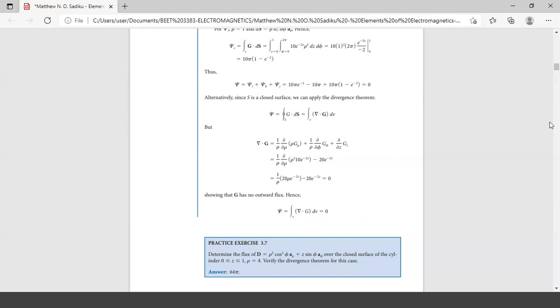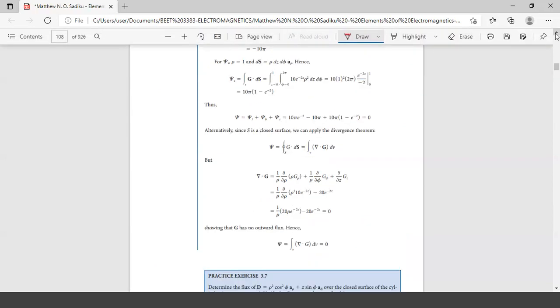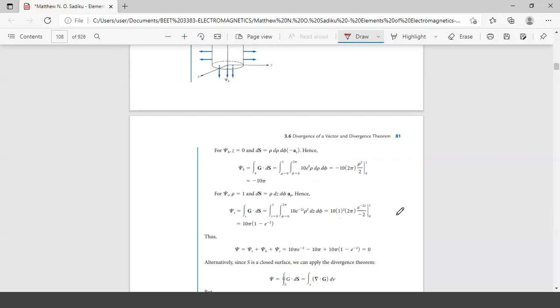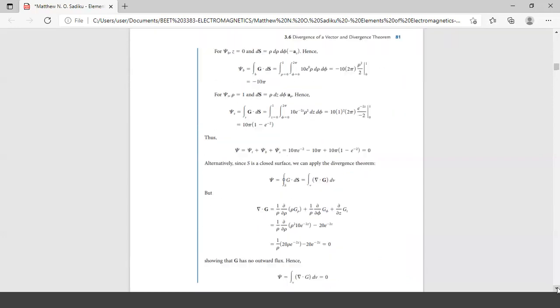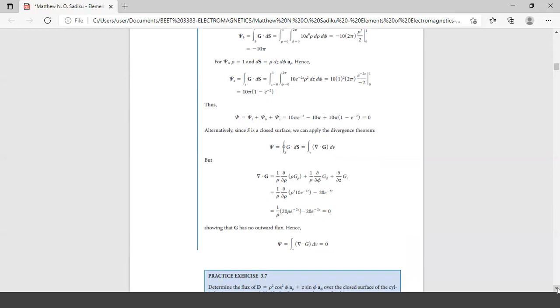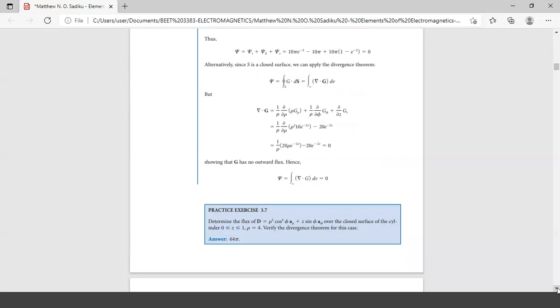You can see here when you use the integration, it will take a lot of the calculation instead of the differential. So divergent is used to improve or to solve the solution when we solve using the integration.